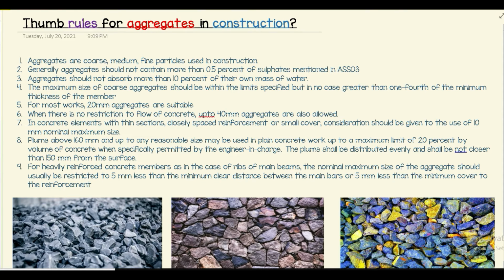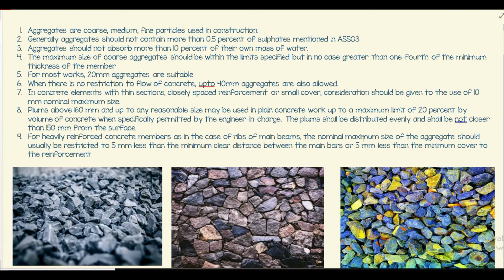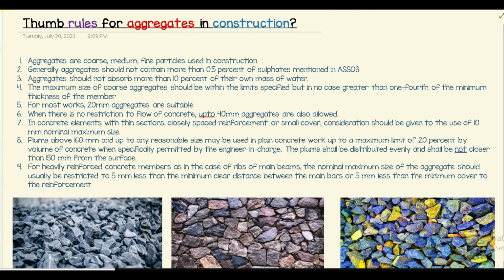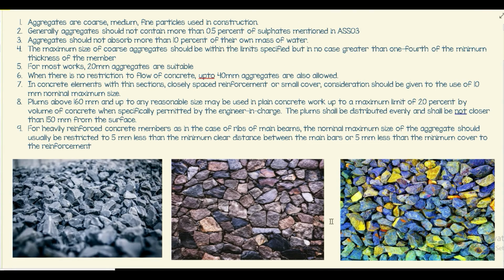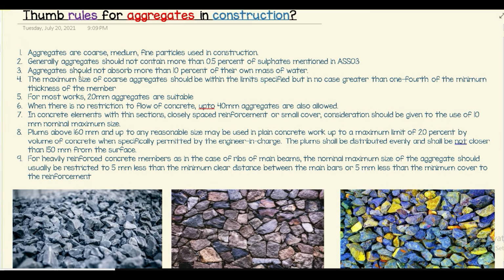This is an infographic sort of a document which I've prepared, and it's all based on IS 456 2000. So these are three pictures of aggregates. First one says that aggregates are coarse, medium, fine particles used in construction. There are three types of aggregates: the coarse, the medium, and the fine.